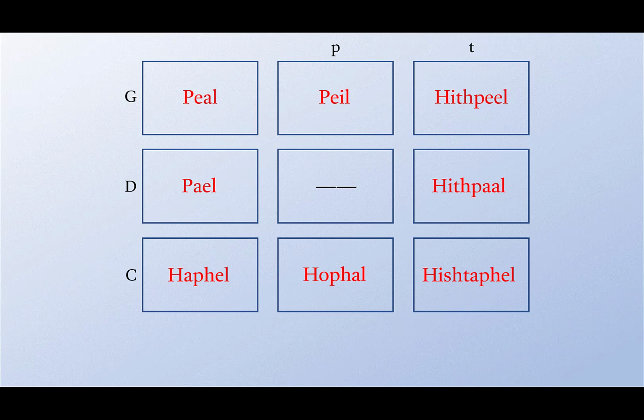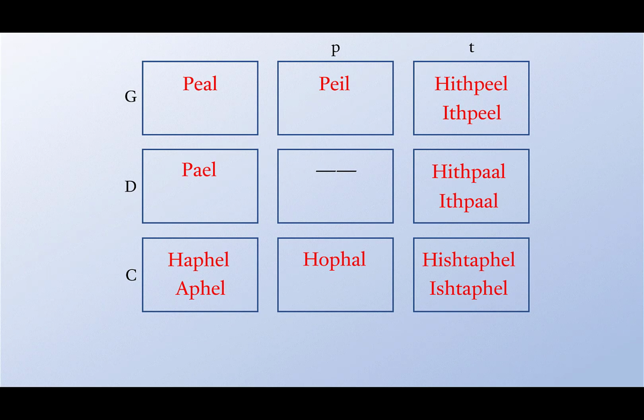And then finally, the C row has hafel anchoring it, and it also has the internal passive CP and then the TC variants. There are variations of these major stems that we will encounter in our reading. So we need to expand to discuss these less frequently seen stems. Well, what have I added here?